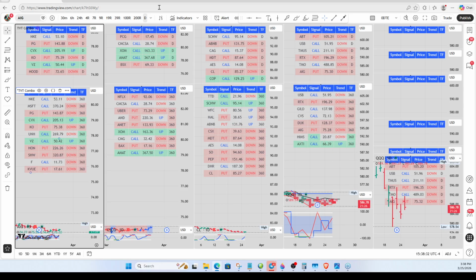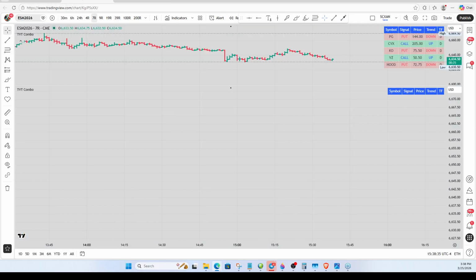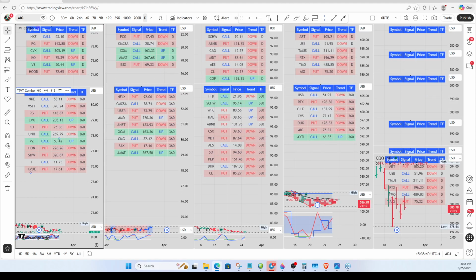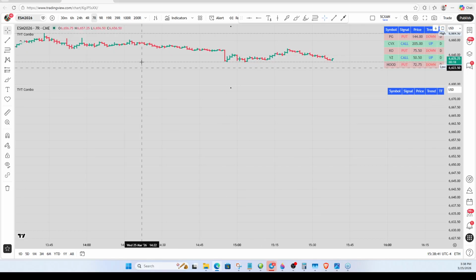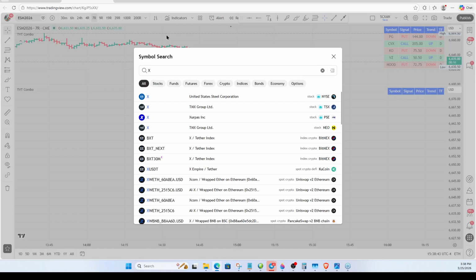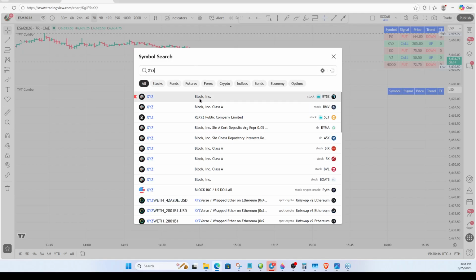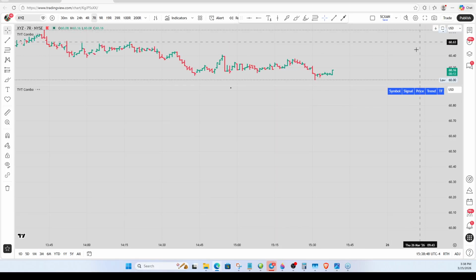Why the start? You mean on that one over here? Or this one? It's just what came up. It doesn't matter what it is. These numbers aren't going to change. I can change this to be XYZ, which is actually a symbol block. And these numbers aren't going to change when it comes back up.